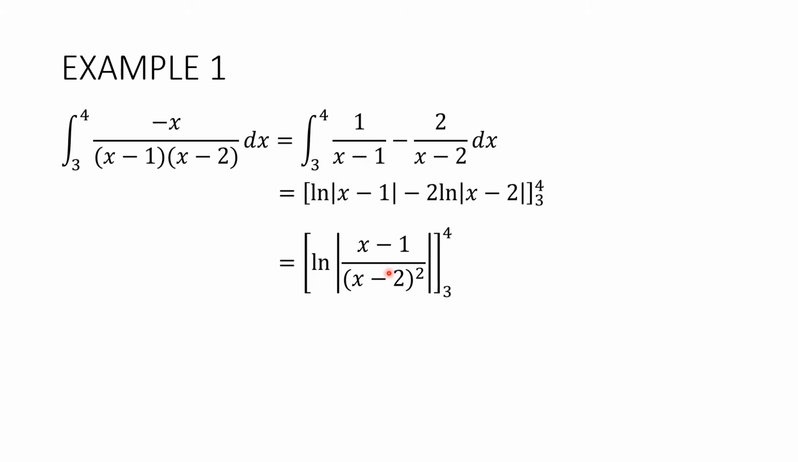Now let's substitute the 4 in, take away, substitute the 3 in. So 4 take 1 is 3, 4 take 2 is 2 squared, so ln 3 quarters. Take away, put the 3 in there, I get 3 take 1 is 2, and 1 on the denominator, log 2. And I can join these together as well. So our final answer is ln of 3 eighths.